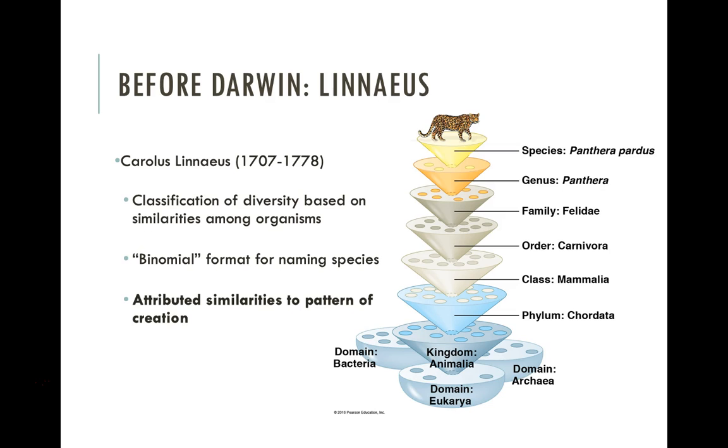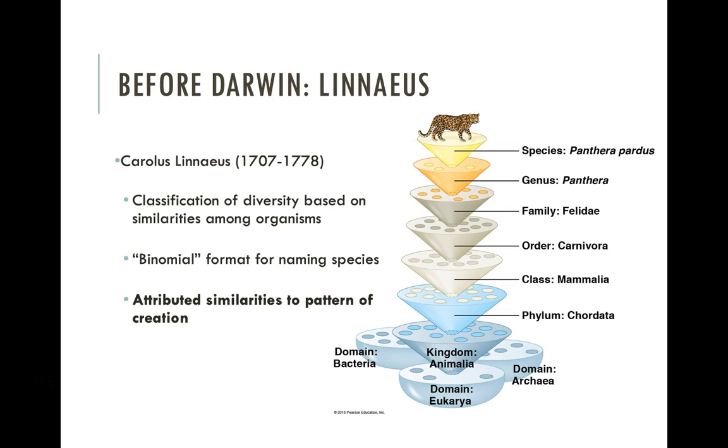All right, so let's talk about some of the people that were thinking about diversity before Charles Darwin. One of them was Carolus Linnaeus. He lived in the early 1700s. And he's really important to the study of biology because he gave us a classification system for naming all of this huge diversity of living organisms. So he classified animals and plants based on how similar they were to other organisms. So this was looking at their physical characteristics, their environments, things like that.